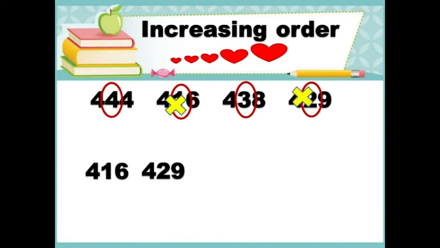Next, we have the 444 and 438, the 4 and 3. So 3 is smaller than 4. So we are going to write first the 438. Very good. And now we will write 444. So that is how we arrange 444, 416, 438, and 429 in increasing order. We have there 416, 429, 438, and 444.